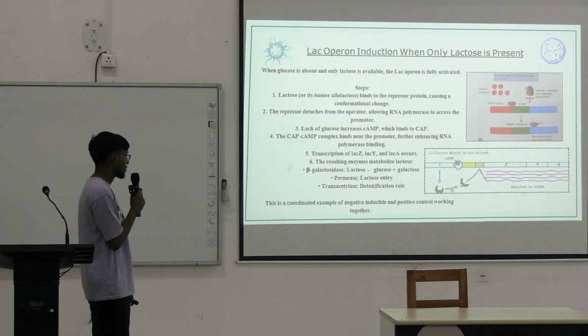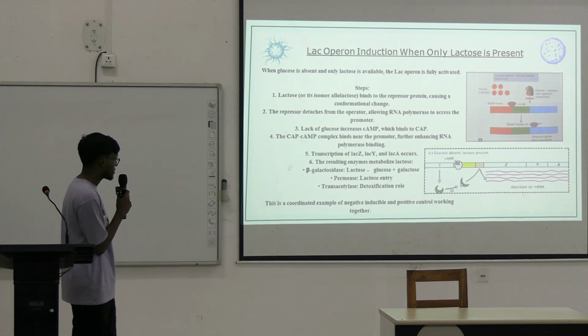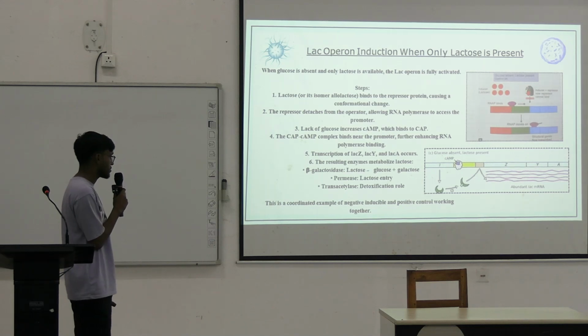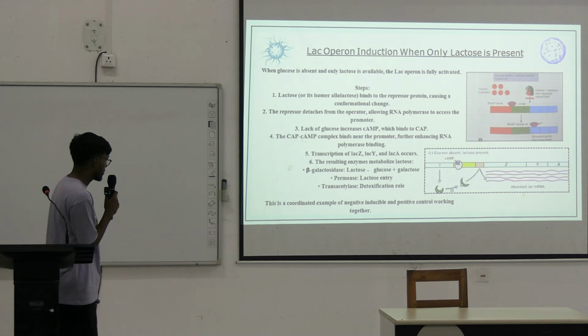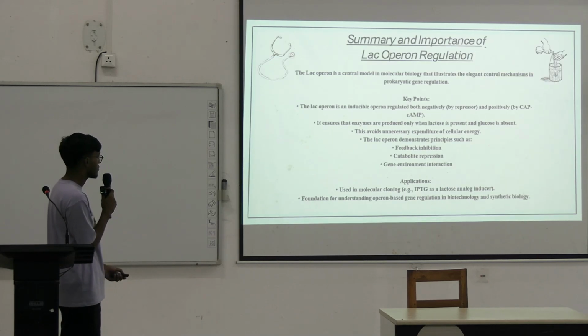Transcription of lac Z, lac Y, and lac A occurs. The resulting enzymes metabolize lactose. Beta-galactosidase converts lactose to glucose plus galactose. Permease helps in lactose entry. Transacetylase helps in detoxification. This is a coordinated example of negative inducible and positive control working together.